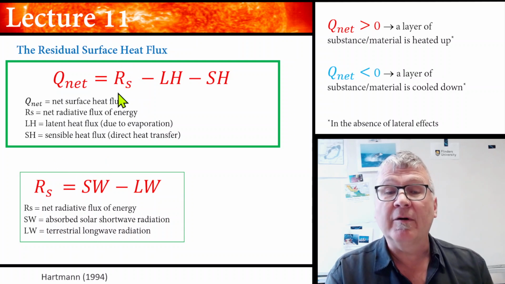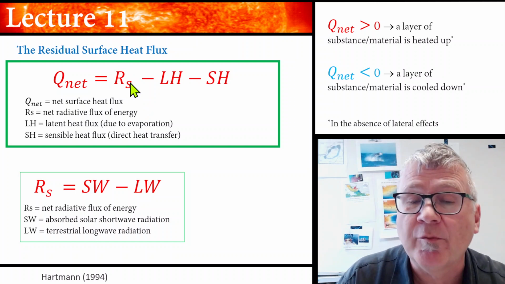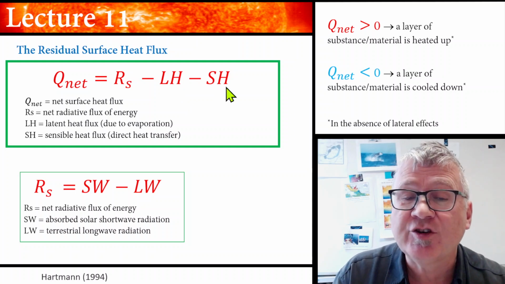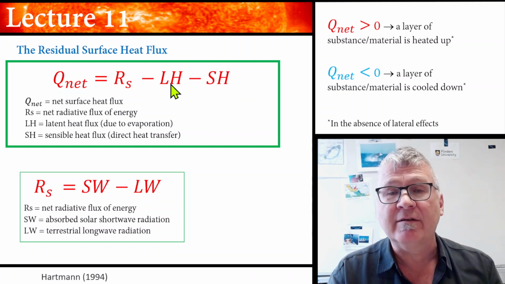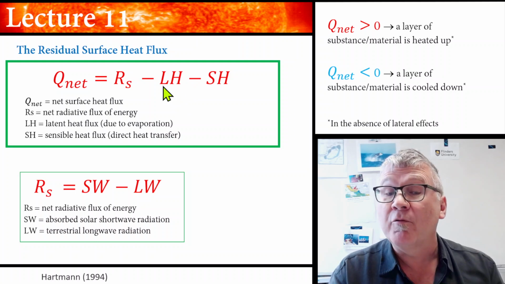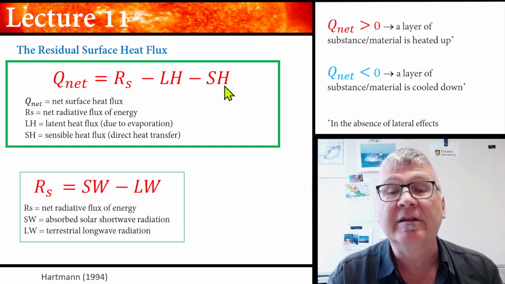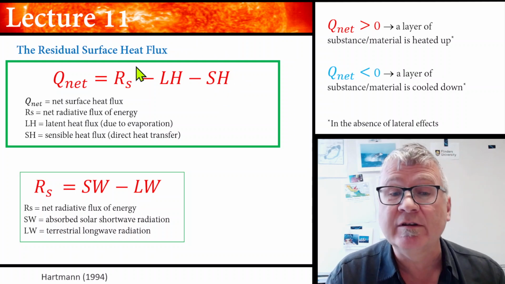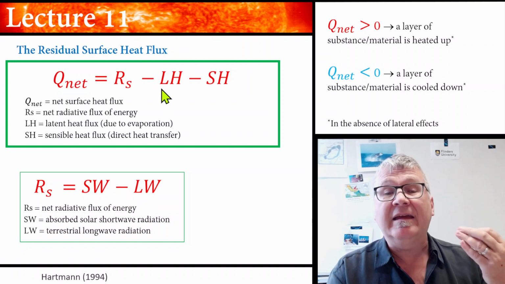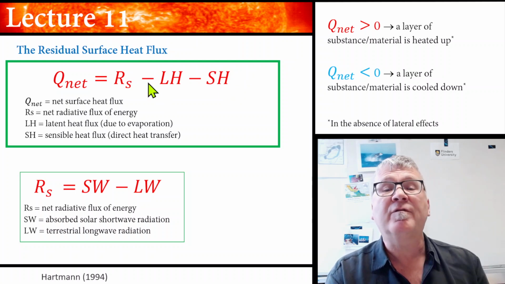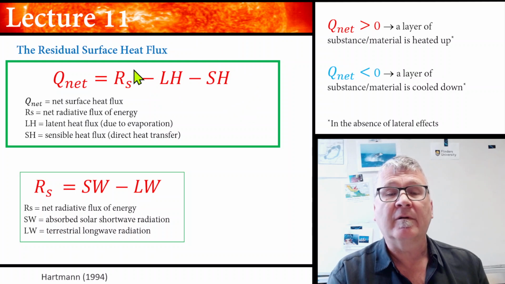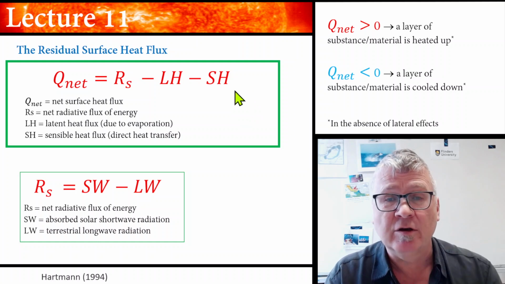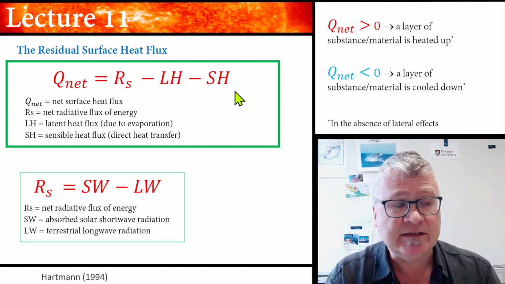We talked about this, but now there are two additional terms. One is called LH and one is called SH. LH is the latent heat flux due to evaporation, and SH is the sensible heat flux, the direct heat transfer. These two additional terms influence the surface heat flux, and they actually play a big role in it, as you will see.